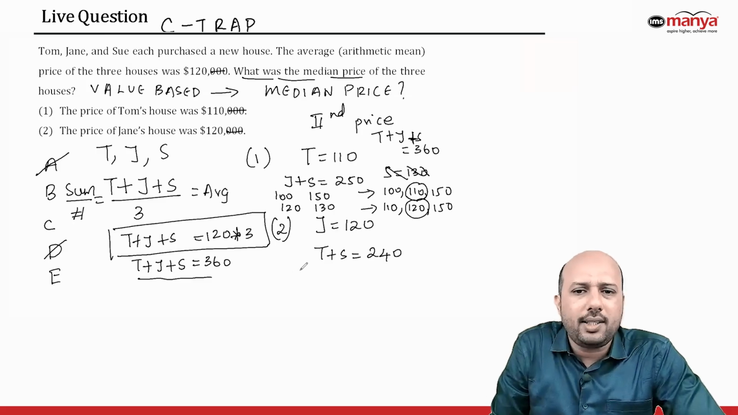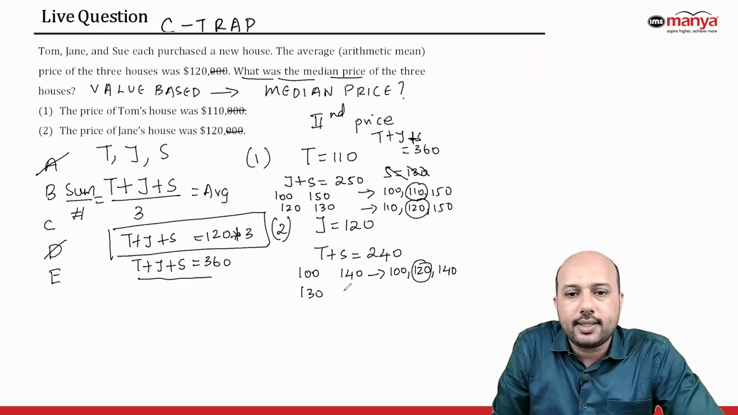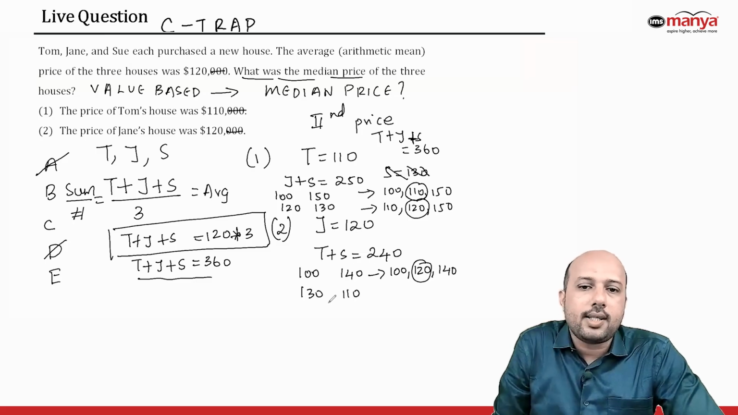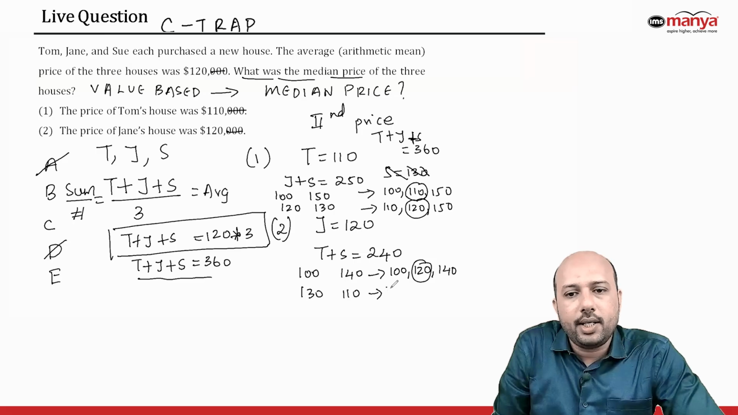What is possible? Maybe T is lesser than S. In that case, if T is 100 and S is 140, then the values are 100, 120 and 140, so 120 is still the median. Maybe T is more. Maybe T is 130 and S is 110. The sum is 240, but what is the median? The median is still 120.